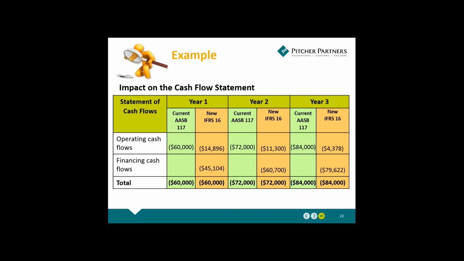The last one is the cash flow. Now the cash flow, the total cash flow doesn't change for any of the years. However, the way we disclose the cash flows in the statement of cash flows, or cash flow statement, would be different, because at the moment, in terms of AASB 117, your operating lease expense would be an operating cash flow, which is the 607284.